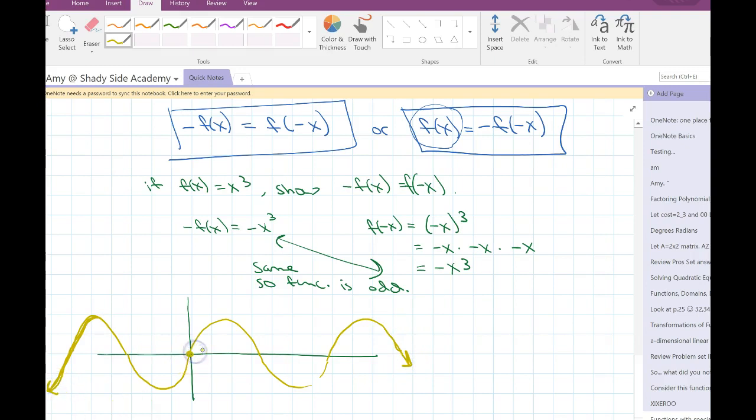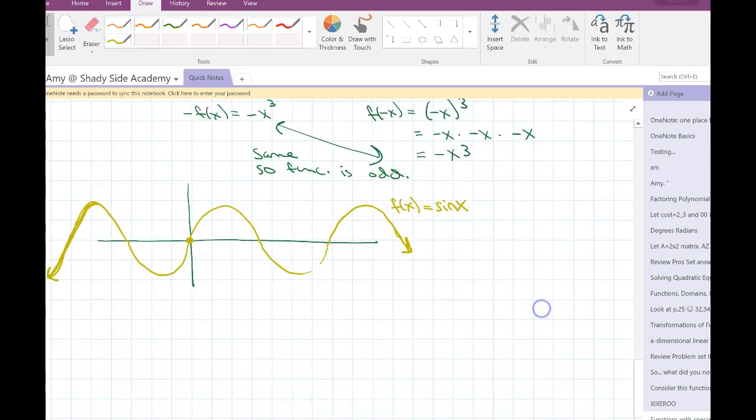This is the graph of y equals sine x. Oop, I just put a nail there, my little rotational nail. This is f of x equals sine x. Do you agree that if I were to turn my paper upside down or rotate this graph about the origin, it would land on itself? Yes, it does. Okay, let's see, is it true that negative f of x will equal f of negative x?